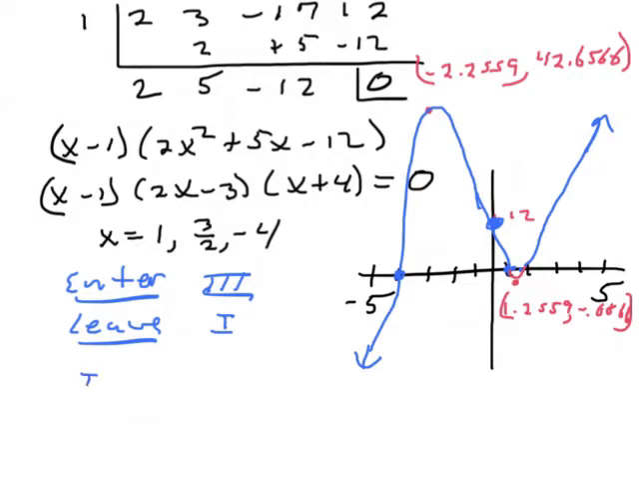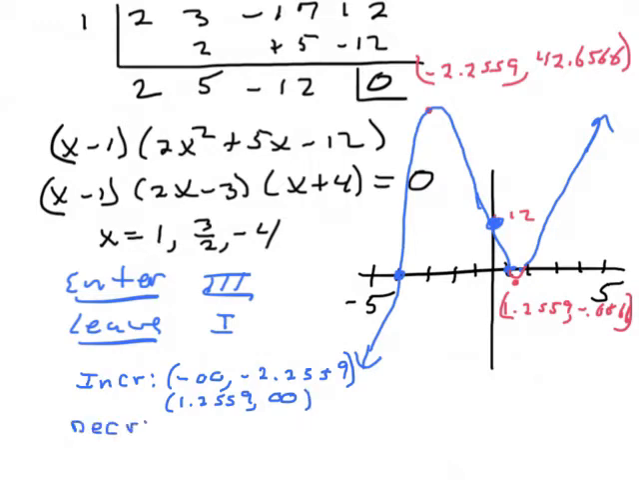So I can say that the function is going to increase from negative infinity up until negative 2.2559. It's also going to increase from 1.2559 to positive infinity, and it's going to decrease from negative 2.2559 to 1.2559.